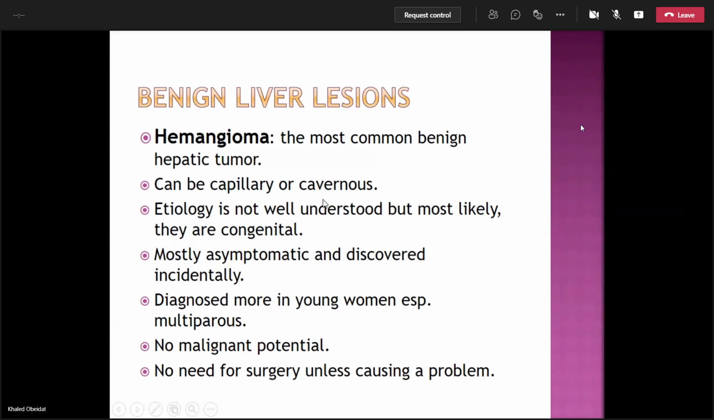So we start with benign liver tumors, and the first and the most common of these is the hemangioma. The hemangioma can be capillary or cavernous.